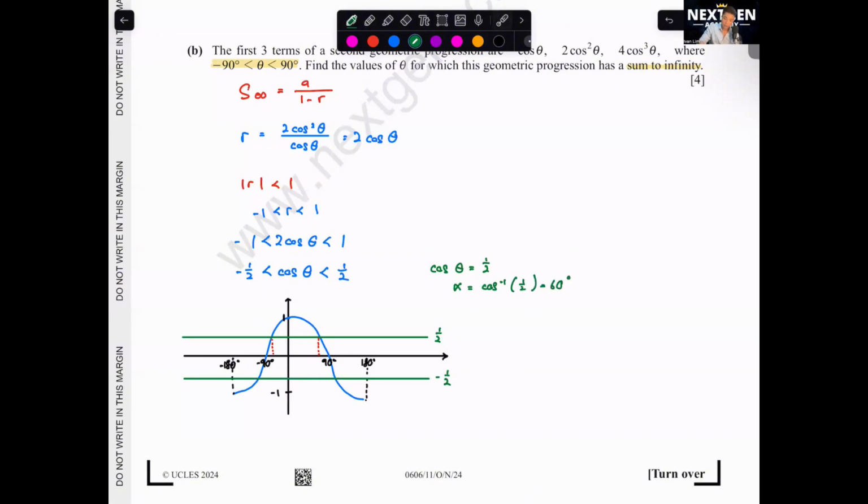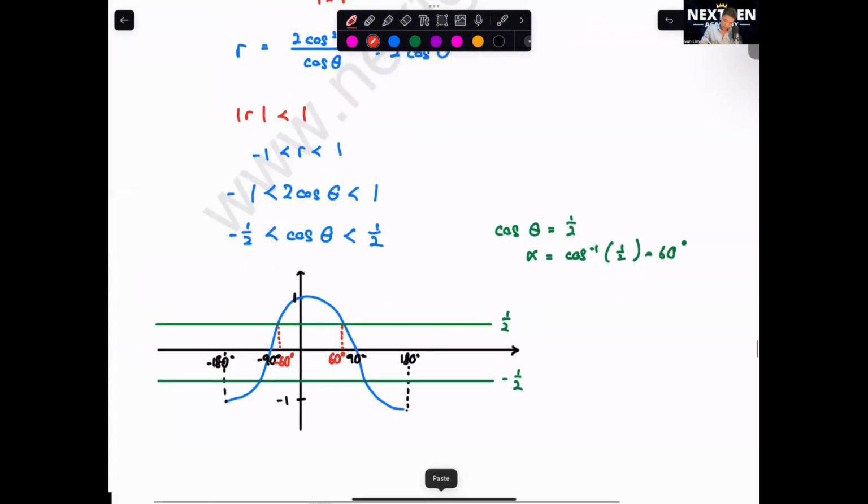Got it? That means from here to here, I drew it not very symmetrical, from here to here is positive 60 degrees, and from here to here is negative 60 degrees. We need to read this graph very carefully.